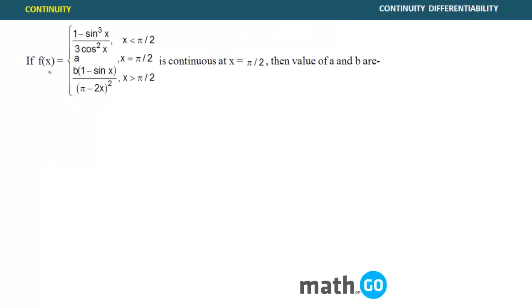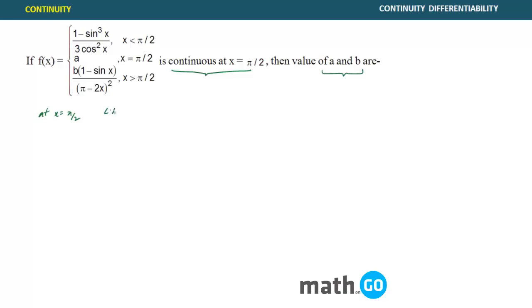So this question is one where the value of f(x) is given to you, and it is split in two parts: at x equal to pi by 2 the value of the function is a. When x is less than pi by 2 the function takes this particular value, and for x greater than pi by 2 it takes this value. You have to check the property of continuity at x equal to pi by 2, and you need to find the values of a and b for it. This is the condition. So we are actually checking continuity at x equal to pi by 2.